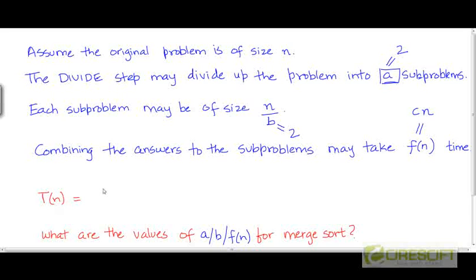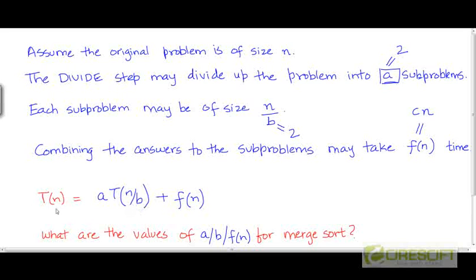So T of n therefore can be written as a times T of n by b. T of n by b is the time it takes to solve a problem of size n by b. And because there are a subproblems of that size, the amount of time it takes to solve a subproblems of size n by b is a times T of n by b. And then it takes f of n time to combine the solutions to these a subproblems.